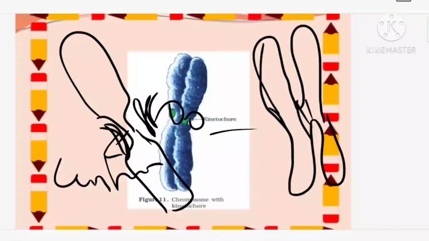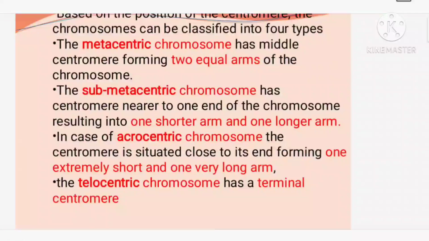The kinetochore. So this is the structure of a chromosome. So what is a chromosome? A chromosome is a structure which is present inside the nucleus. These chromosomes contain the DNA which is controlling all our characters. It has a constriction in the middle. That constricted part we call the centromere, and in the centromere you can find disc like structures on either side, that we call the kinetochore.